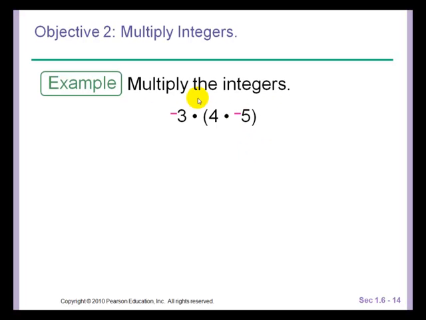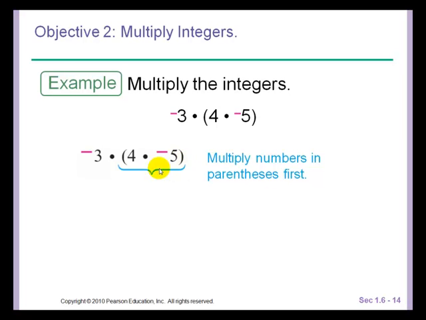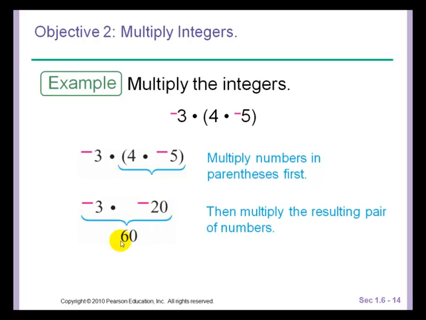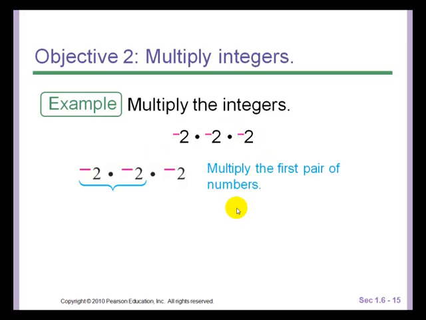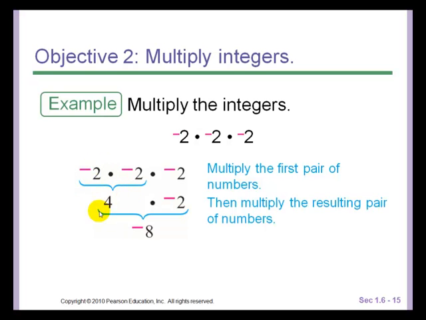Multiplying the integers, what to do when you have more than one. If you have parentheses, you do what's in the parentheses first. So 4 times negative 5 is negative 20, and then you just multiply negative 3 times negative 20, and you will get a positive 60. Here we have negative 2 times negative 2 times negative 2 with no parentheses. If you have no parentheses, multiply the first pair together first. Negative 2 times negative 2 is a positive 4, times a negative 2 is a negative 8.